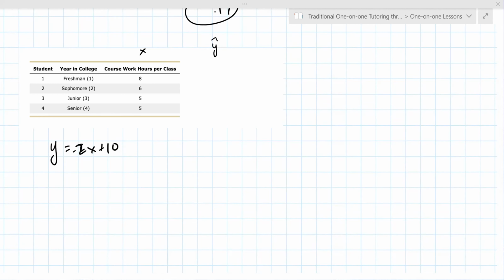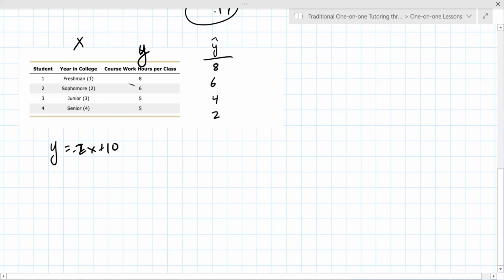Okay, so I guess your x is 1, 2, 3, and 4. Now I see it. That's your x, and this is your y. We're going to use these numbers 1, 2, 3, and 4 in this equation to get your predicted y. So it's minus 2 times 1 plus 10. That gives you 8. Minus 2 times 2 is negative 4 plus 10 is 6. And then 3 gives you a predicted value of 4, and this gives you a predicted value of 2.